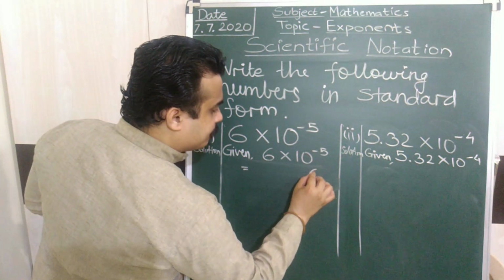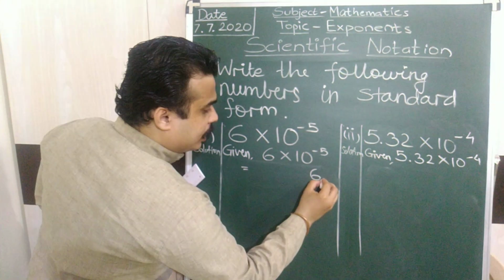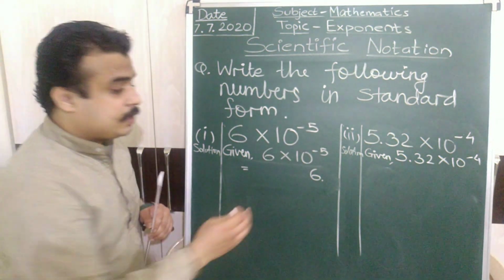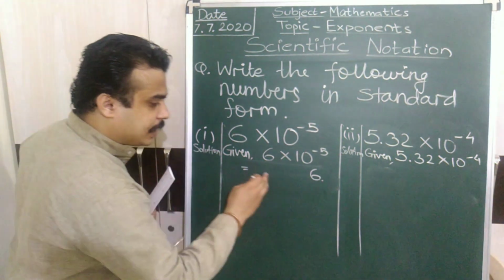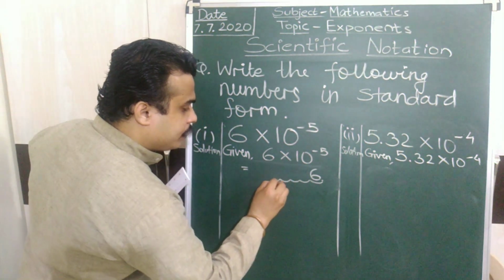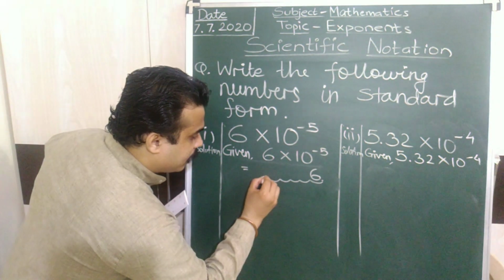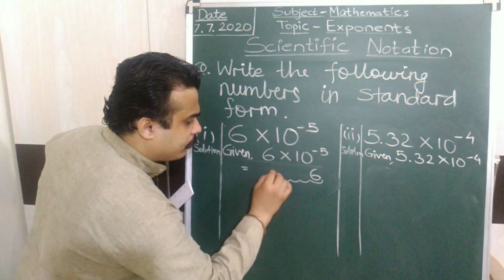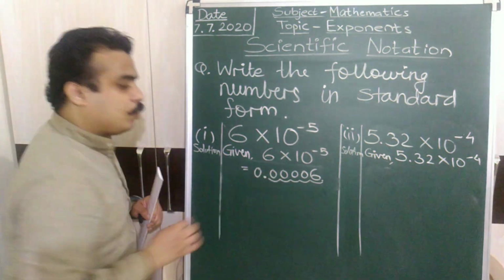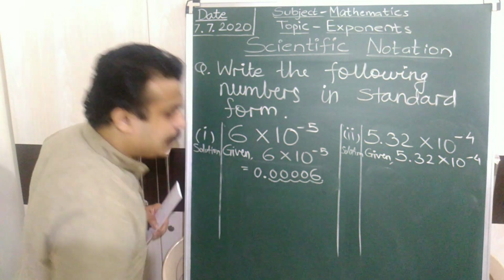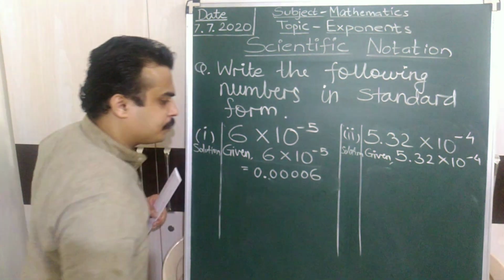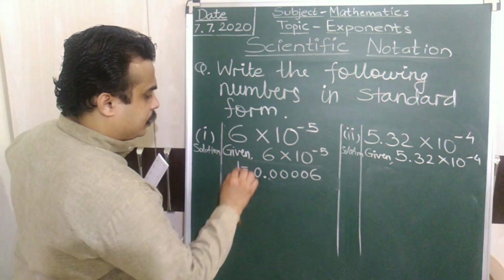So here we have 6 and we know that the decimal point is here now, but we have to take 5 steps towards left side. Okay, so 1, 2, 3, 4, 5. So decimal point will come here. So at every place you will put 0. Okay, and in the whole part also 0. So with the help of pencil you can do this, so that you can erase it also. So this is the required answer.